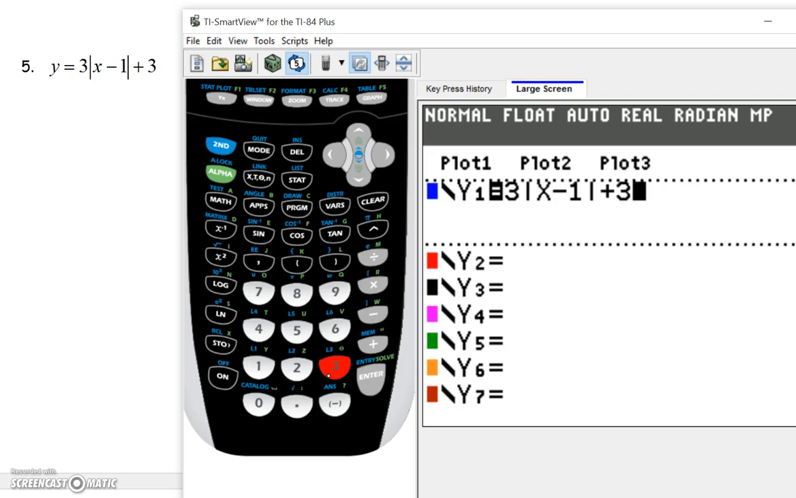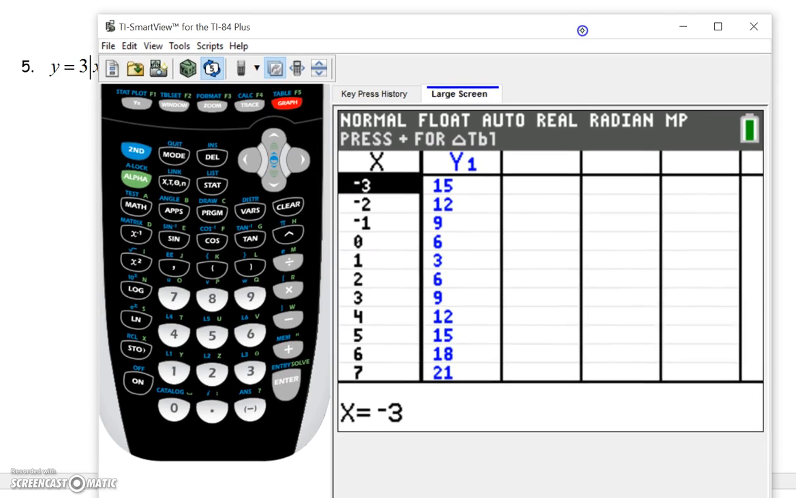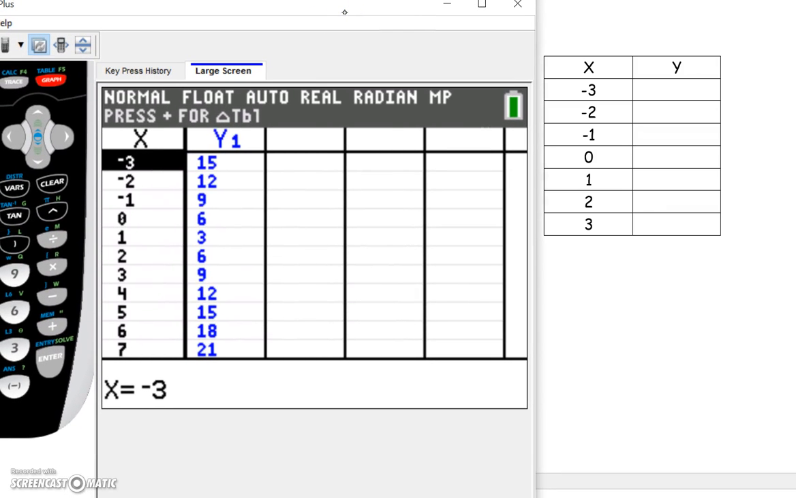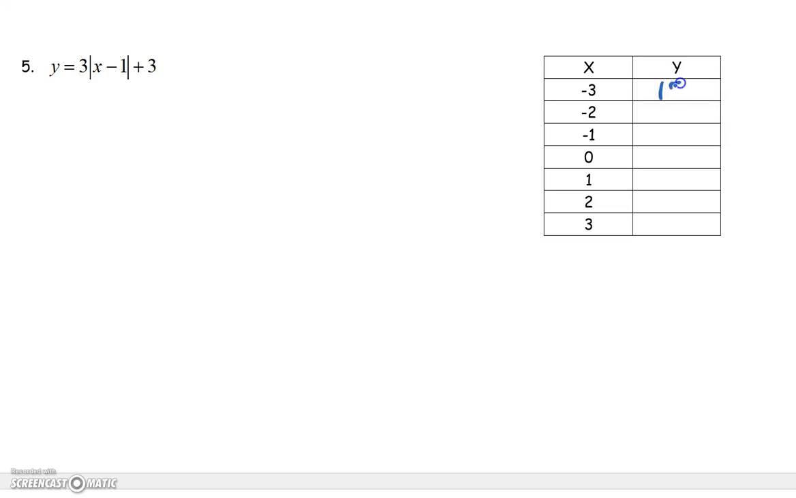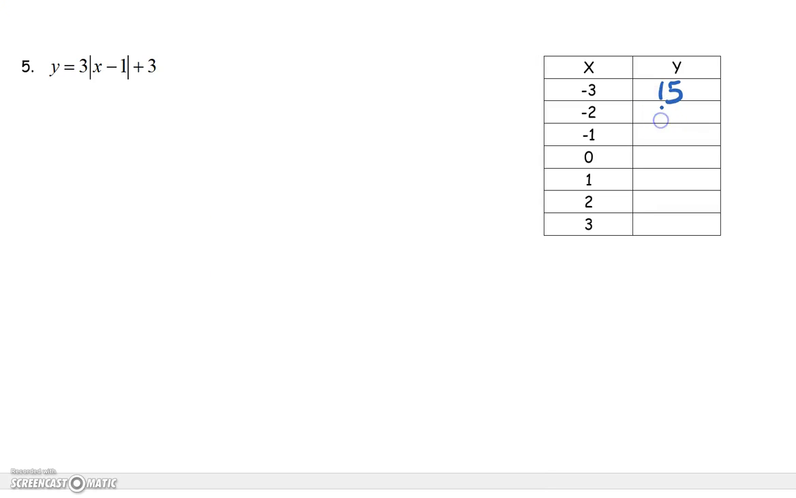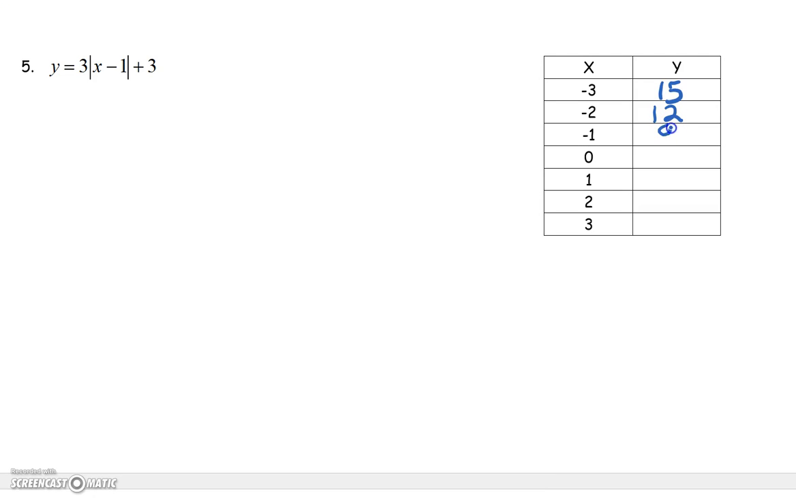So now that we have the function inserted into the y1, we can press second and then graph to bring us to our table of values. And then it's just a matter of copying that table of values from the calculator screen to our paper. So an input of -3 yields an output of 15. An input of -2 yields an output of 12. An input of -1 yields an output of 9. And we'll continue in this manner. I'll pause once more so you can try it on your own, and then we'll check together.